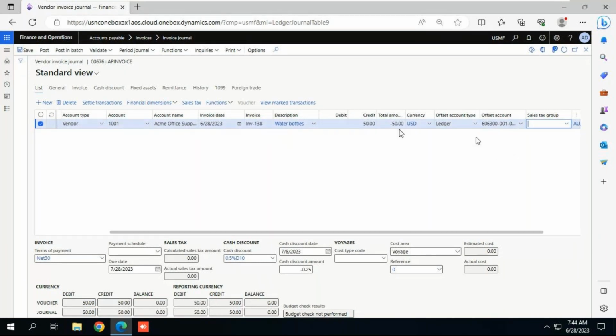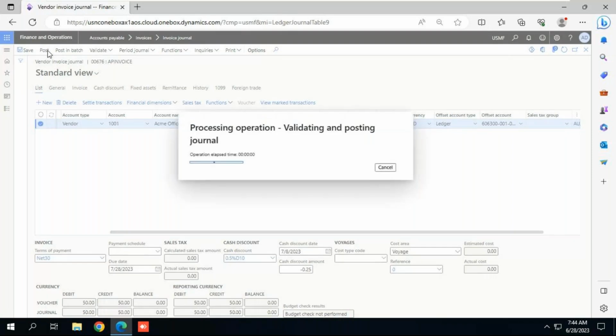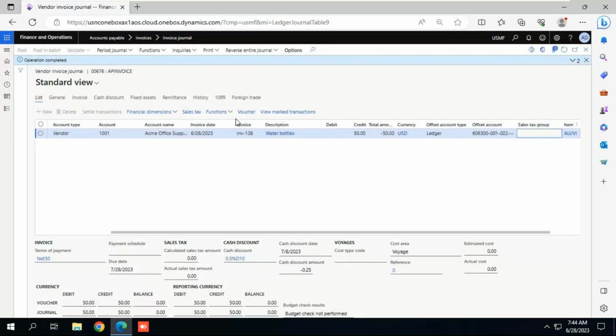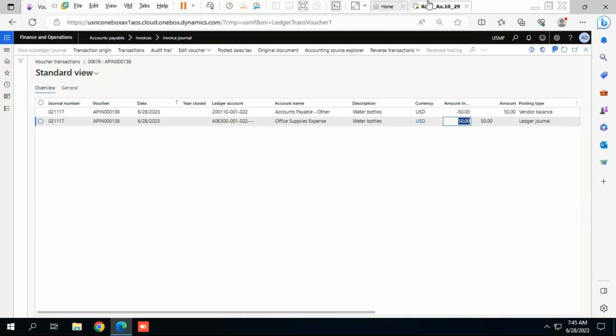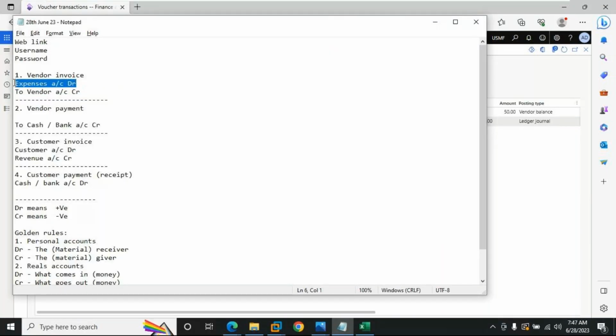Expenses account debit to vendor account credit. This is vendor account credit. I can click on the post button. If you verify the voucher, here it is expenses account debit to vendor account credit. So here you understood expenses account debit to vendor account credit, because I need to pay money, because the material giver is a credit. So debit means positive, credit means negative.